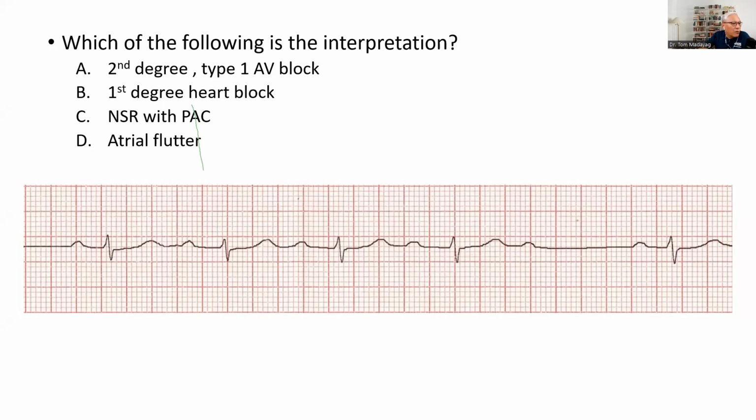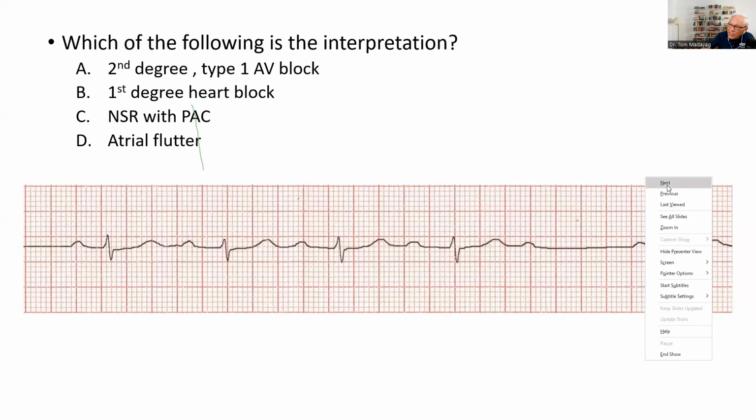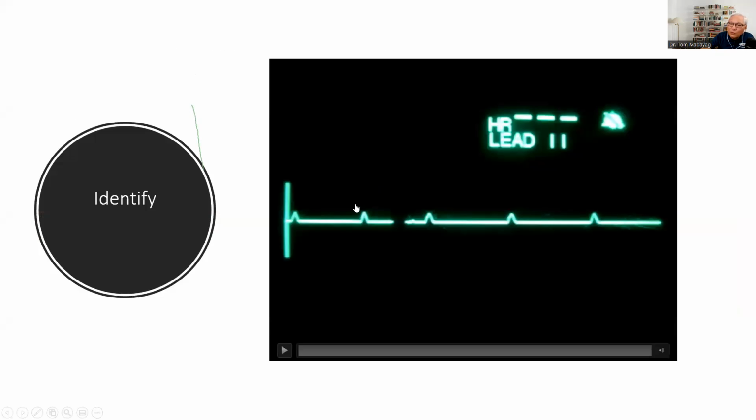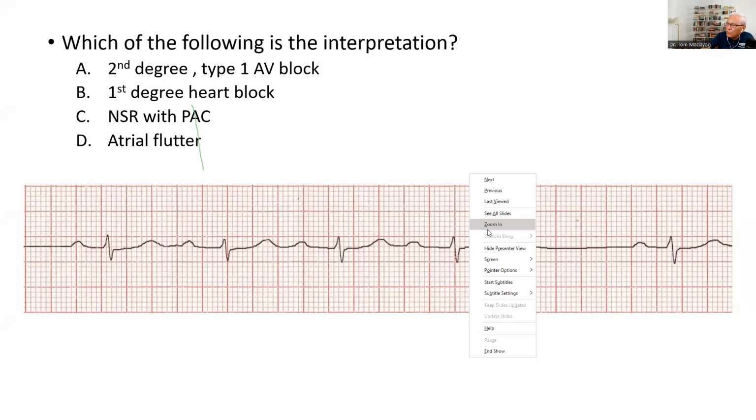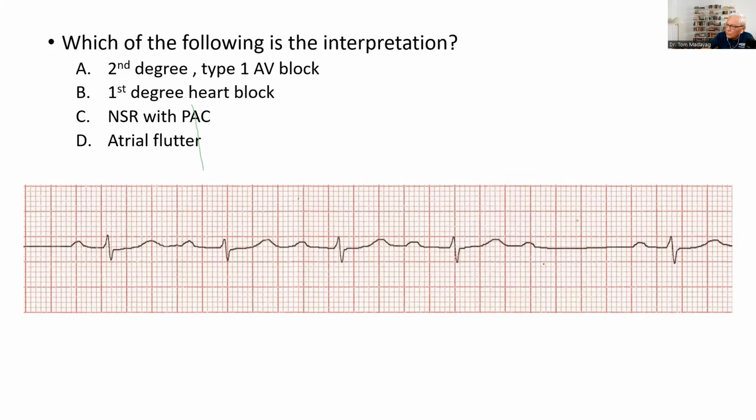All right, what is your answer? Okay, a lot of you or all of you answered letter A, which is actually the correct response. It is a second degree AV block type 1. Let's discuss why that is. We have a P wave right over here without the QRS complex, so we have a block.